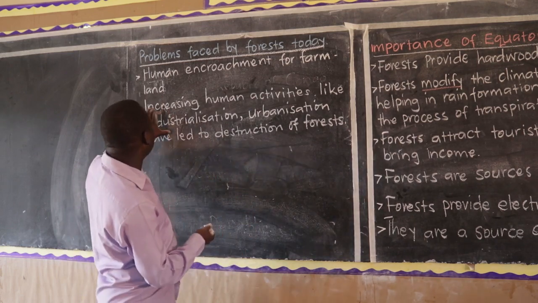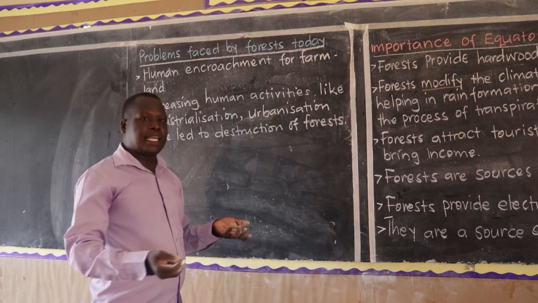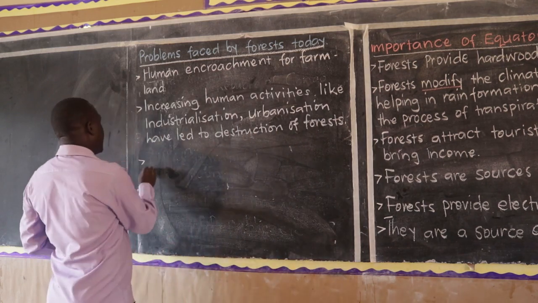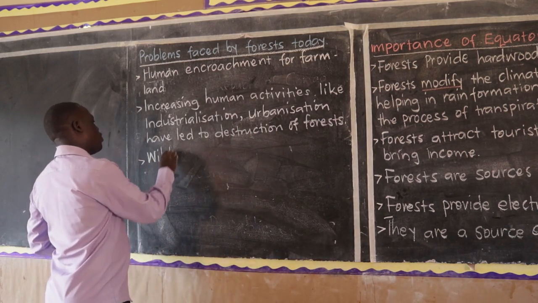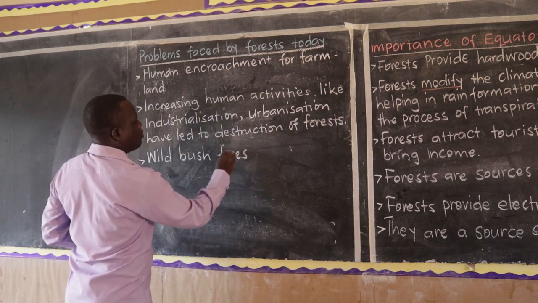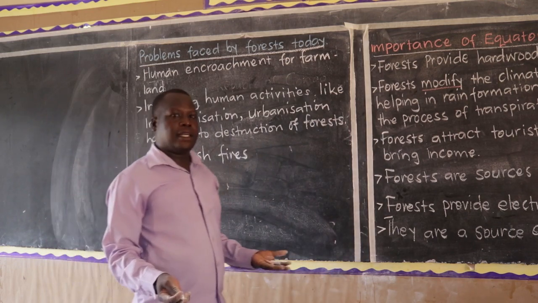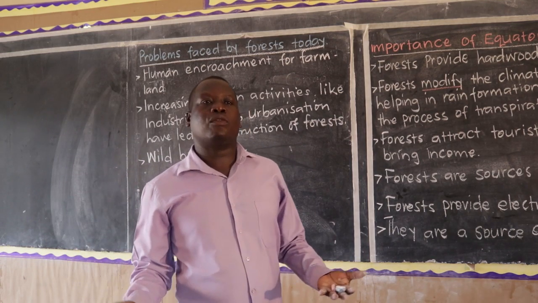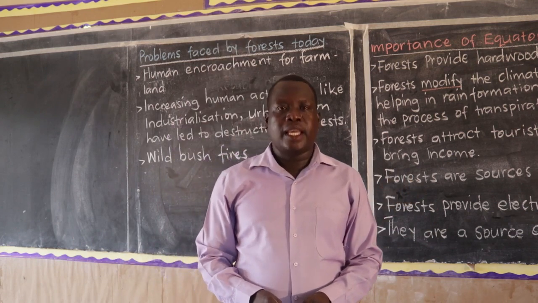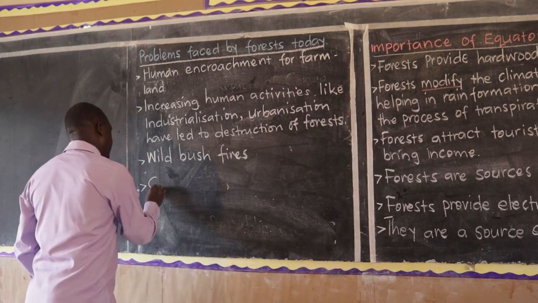So that's why we are saying the increasing human activities like industrialization, urbanization, and many others have led to the destruction of forests. We also have wild bush fires. Some people set fire, maybe clearing the gardens, and you'll find that all those forests are burnt, and it is one of the dangers facing forests. And finally, we have climatic changes.